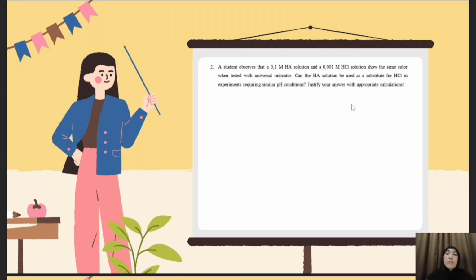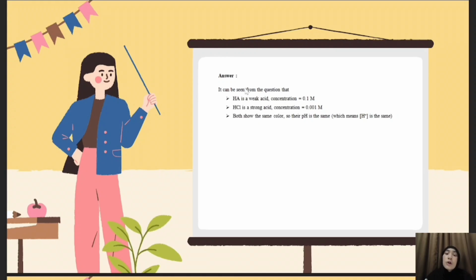Okay, number 2. From the question asked, can the HA solution be used as a substitute for HCl in an experiment requiring similar pH conditions? And answer with appropriate calculation. Okay, to answer the question, first, it can be seen from the question that HA is a weak acid with a concentration of 0.1 M, or molar. HCl is a strong acid with a concentration of 0.001 molar.